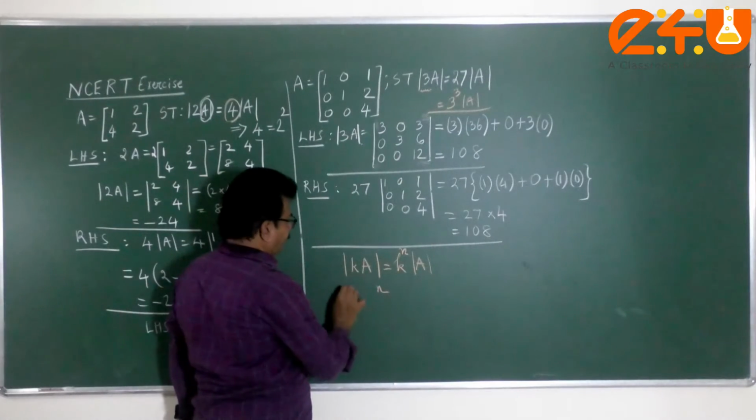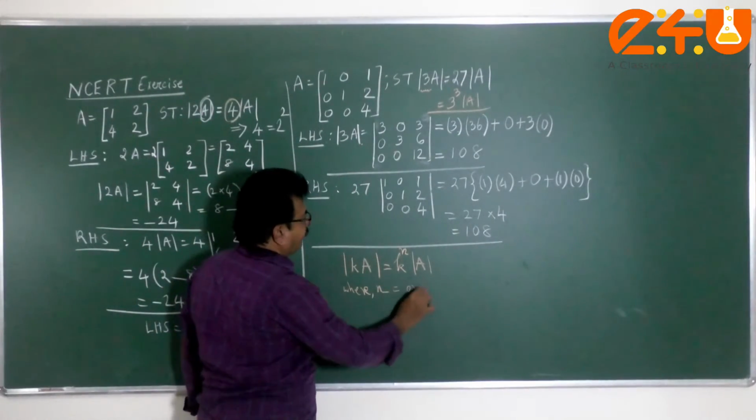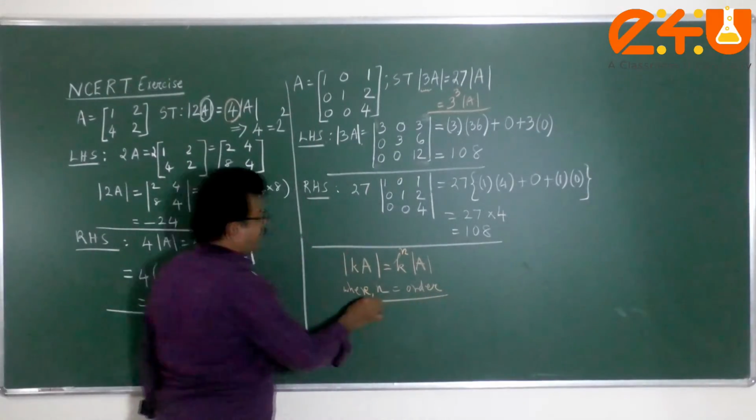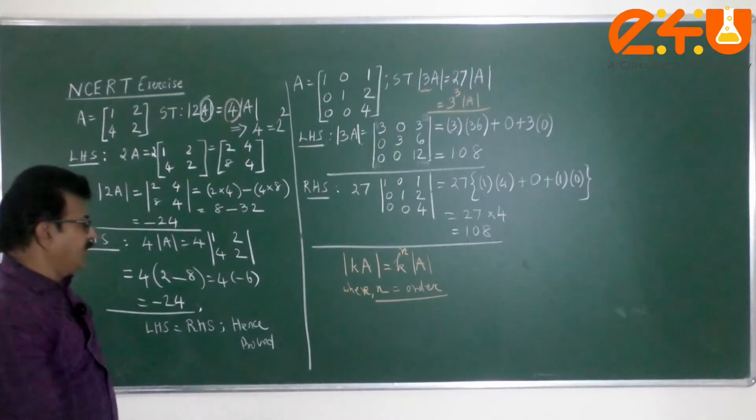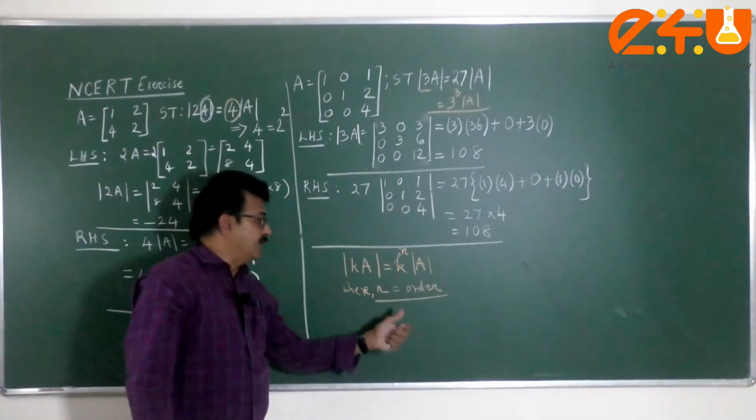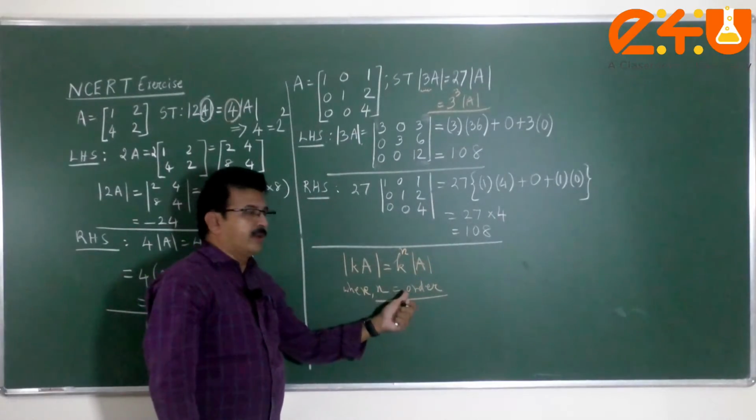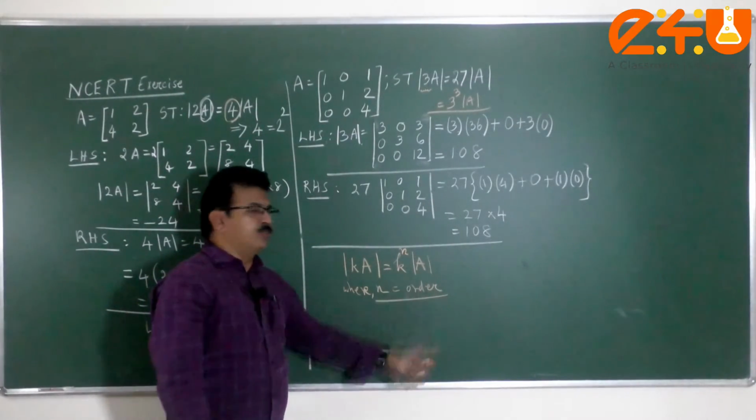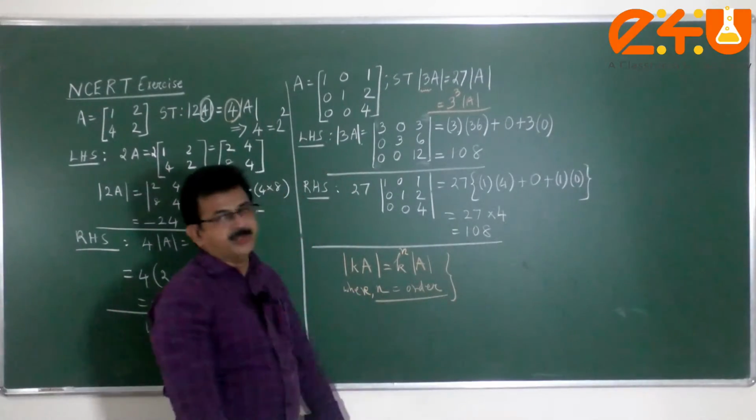where n is the order. n may be 2, n may be 3. So depending on the order, the result is either the square of k or the cube of k times mod A. So students can understand this easily.